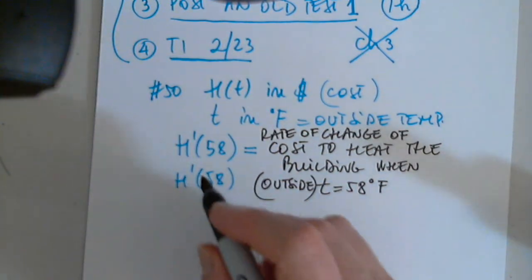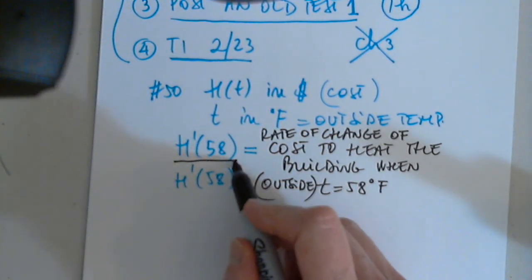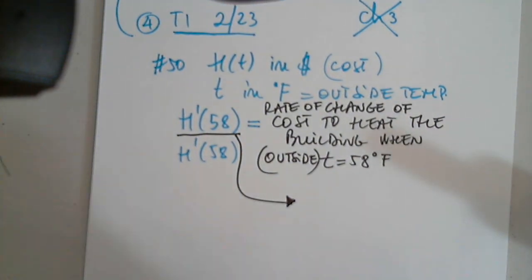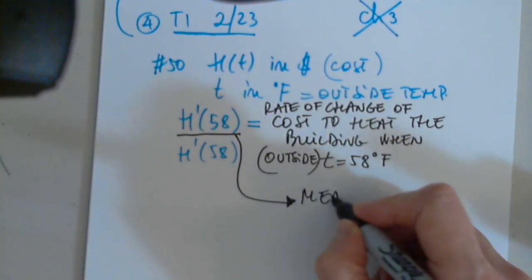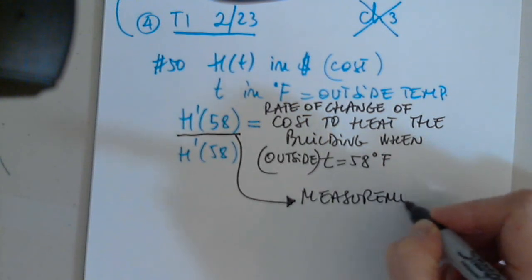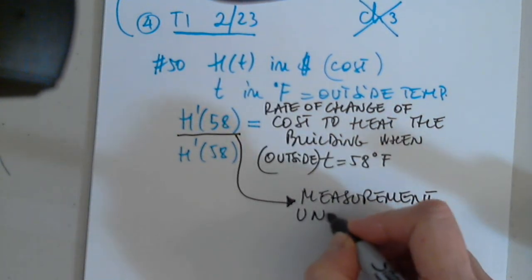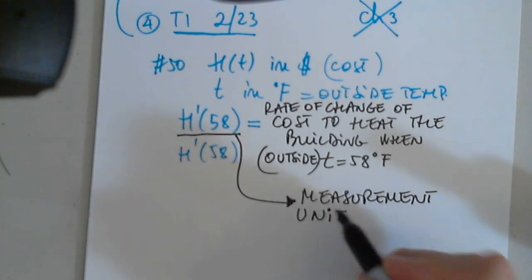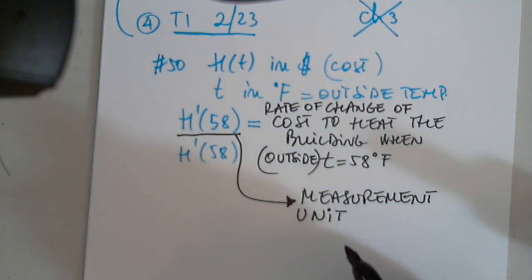So what is the measurement unit? Remember the measurement unit. What did we say about the measurement unit of a rate of change? It's time. No. It's a ratio. It's a ratio.